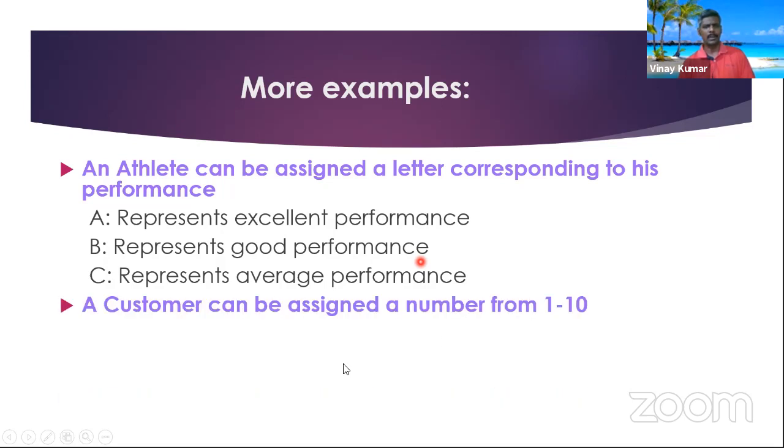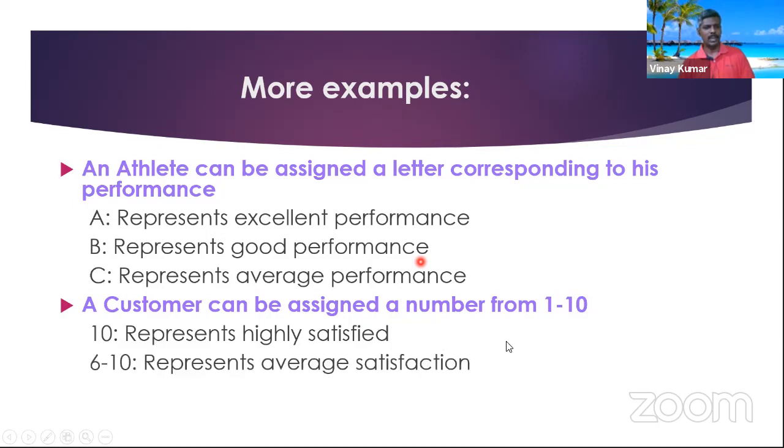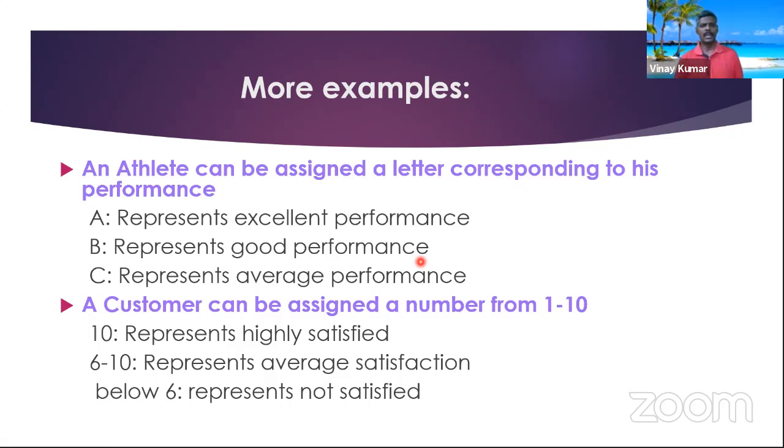Okay. Another example, a customer can be assigned a number from 1 to 10. So here, this is a case of assigning numbers about perhaps his satisfaction. If he is buying a new product or an existing product, the researcher is trying to measure his satisfaction. So he is assigning the number. So 10 represents highly satisfied, 6 to 10 represents average satisfaction, and below 6 represents not satisfied. So the first example is a case of assigning a letter, and the second example is a case of assigning a number, where the researcher is trying to measure the attribute, in the first case of the athlete, and in the second case, the attribute of the customer.